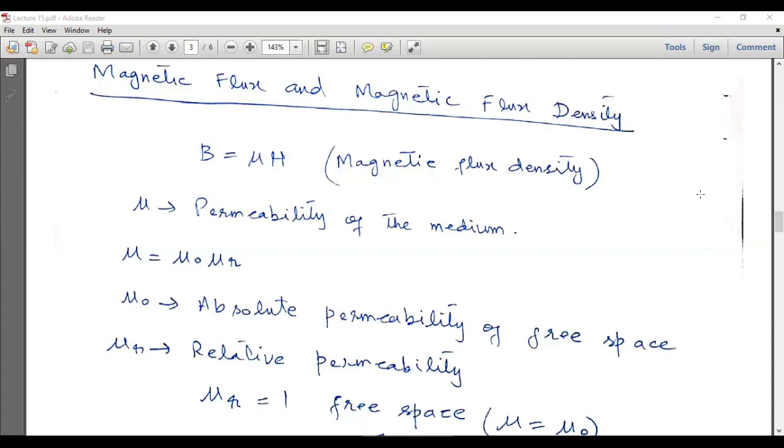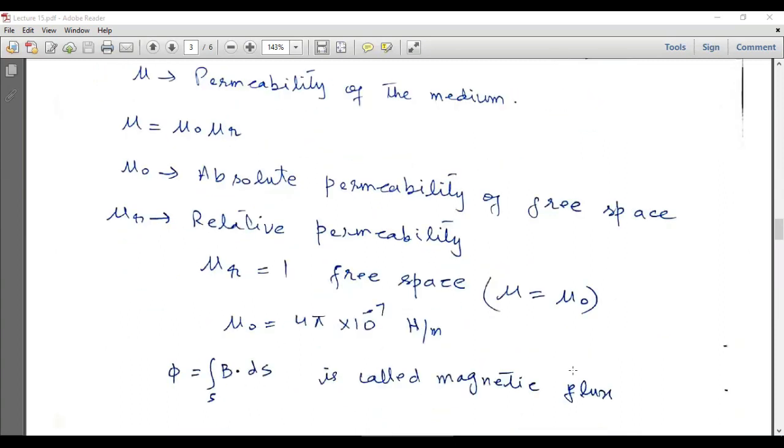Permeability of the medium is defined as the ability of the medium to allow magnetic flux to pass through it. And permeability mu is equal to mu naught mu r. Mu naught is the absolute permeability or permeability of free space. Similarly, mu r is the relative permeability. For free space, relative permeability mu r is equal to 1. And for free space, mu will be equal to mu naught. And the value of mu naught is equal to 4 pi into 10 to the power minus 7 Henry per meter.